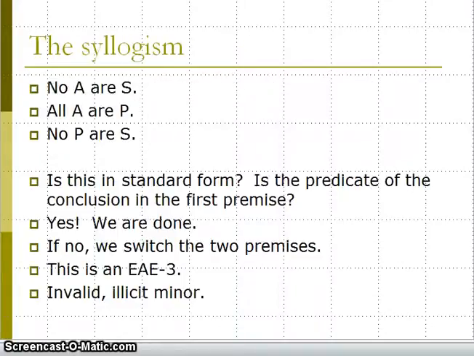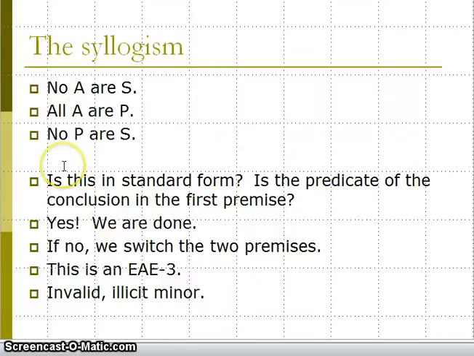Okay, so our syllogism now looks like this: no A are S, all A are P, no P are S. Okay, so is it in standard form? The first question I ask is whether the predicate of the conclusion is in the first premise. No P are S, let's see. S is the predicate of our conclusion, our major term, and it is in the first premise, which is our major premise. So now we know that it is in standard form.